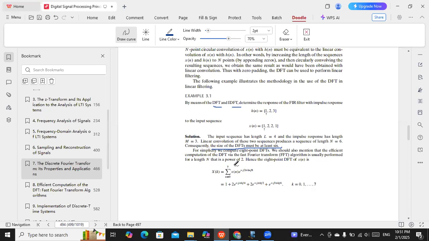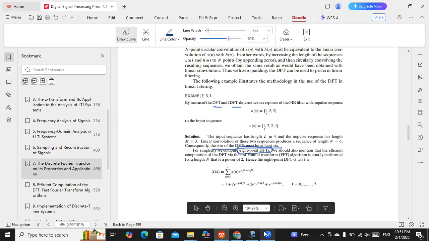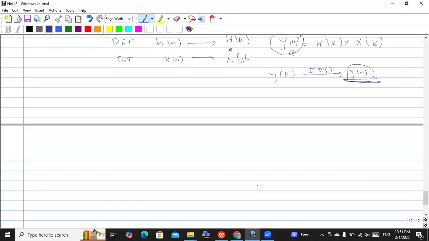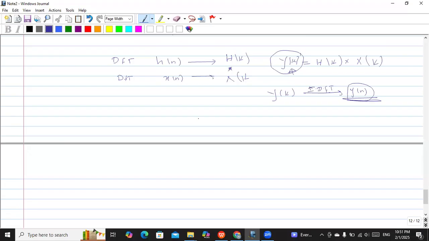But here they have found an 8-point DFT, so it will be much better. At least you need to find a 6-point, but an 8-point DFT is found here. Okay, we will see how to find the DFT of Hn.